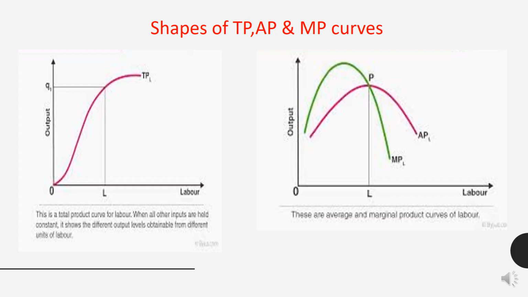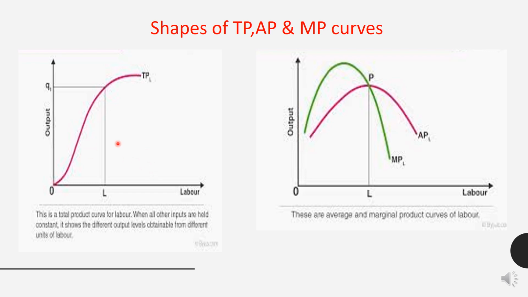Coming to the shapes of TP, AP and MP curves. In the first diagram, you can observe that TP is a positively sloped curve. That is, it increases in the first stage at an increasing rate, and in the second stage, it increases at a diminishing rate, and in the third stage, it decreases, but even then it is a positively sloped curve because it is above the x-axis.